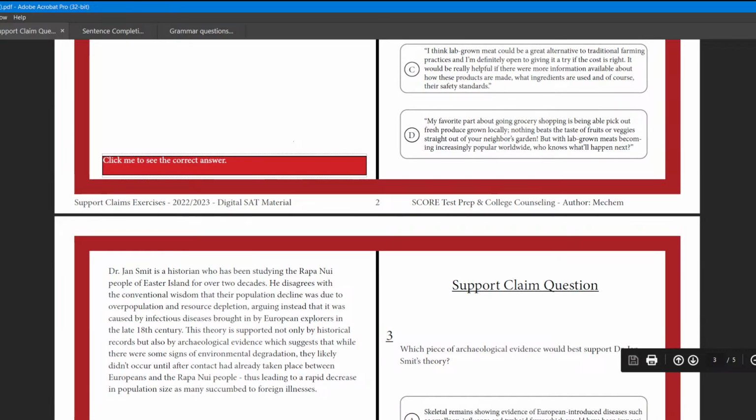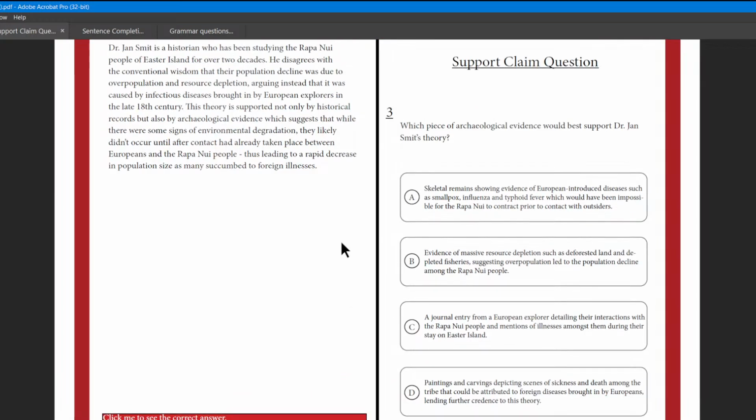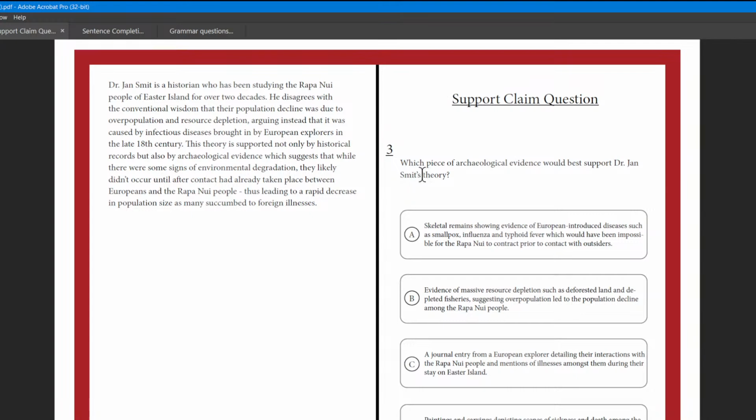I got, looks like a lot of A for number 3 as well. Let's see here. So we're looking for evidence for his theory. Again, I got to figure out first, what is the theory that I'm trying to support? That's always the first thing I'm going to do with supporting claims. All right. So I kind of look in the text here for the word theory. I see this theory, so I know I need to go backwards.